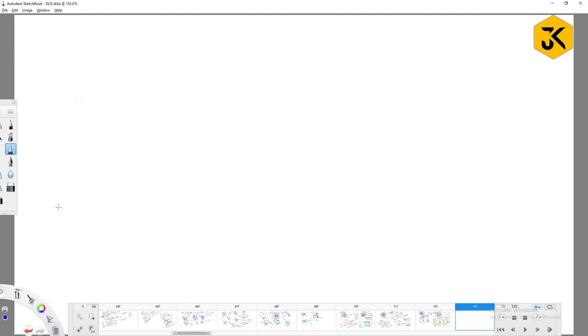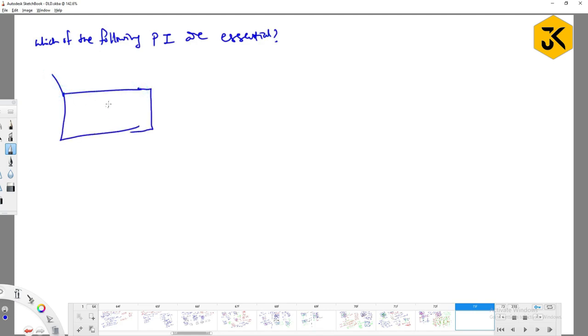Which of the following are prime implicants? Which of the following prime implicants are essential? They have given the K-map. So try to solve.